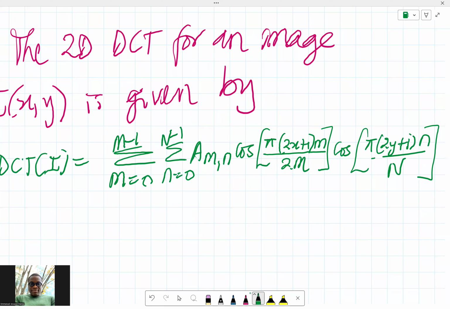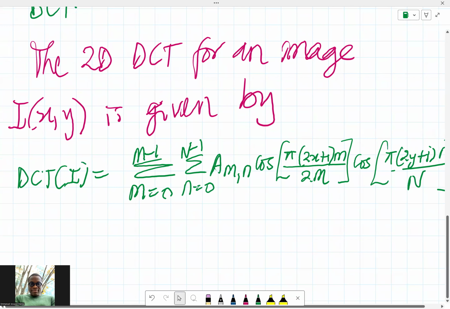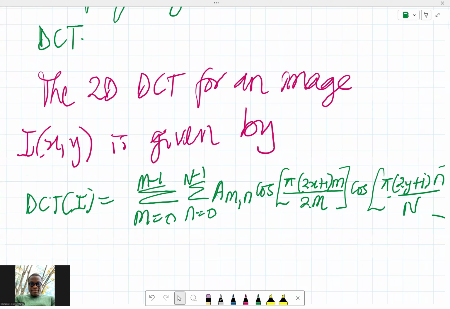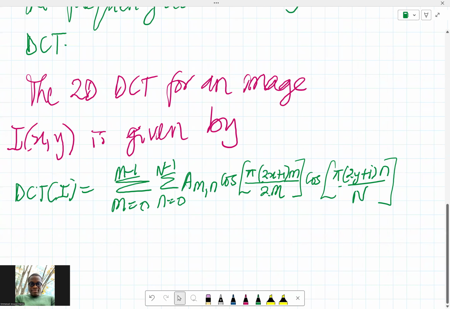So this is the formula. For all this JPEG, whatever you're seeing, this is the maths behind it. Most of the time you can care less about the maths, right? But this is what makes that picture transformation possible. The 2D DCT for an image is given by this formula that we have right here, the discrete cosine transform.